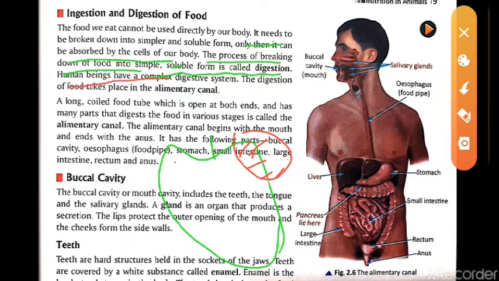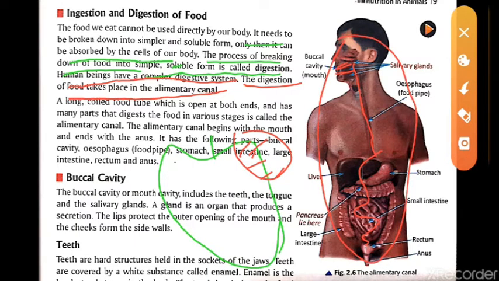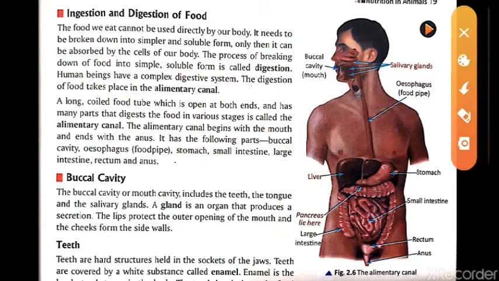Human beings have a complex digestive system. The digestion of food takes place in the alimentary canal, that means from this portion to this one and up to the last one. This whole thing is called the alimentary canal. In this canal only the digestion takes place. Why? Because here the teeth are helping, here the stomach is helping, and the stomach is the site of complete digestion. Everything happens in this pipe only, so it is called the alimentary canal.